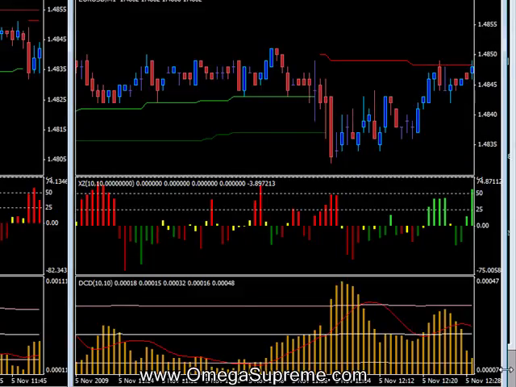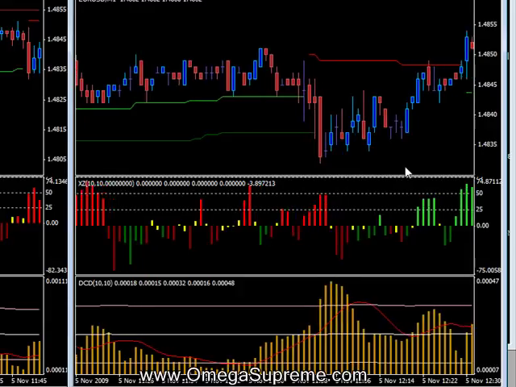So we have set stops, and our set stops are ATR stops here and here. We follow our momentum, our volatility using this indicator as well as this indicator here. It's a very simple and yet very elegant strategy that works for the EURUSD and USD yen quite well. So let's move on forward.